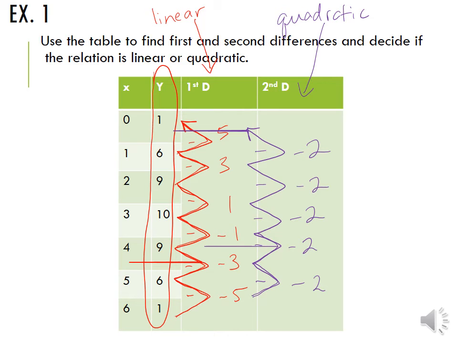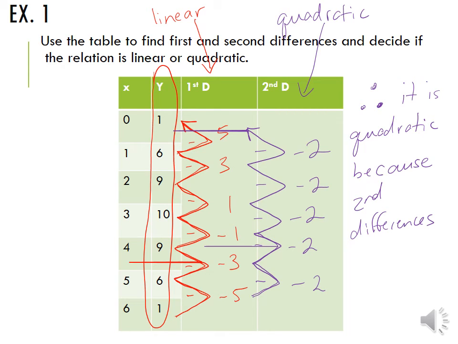So we are going to say, therefore, it is quadratic. And you need to tell me why. Because second differences were the same, they were equal, they were constant. I'm going to say it's quadratic because second differences were equal.